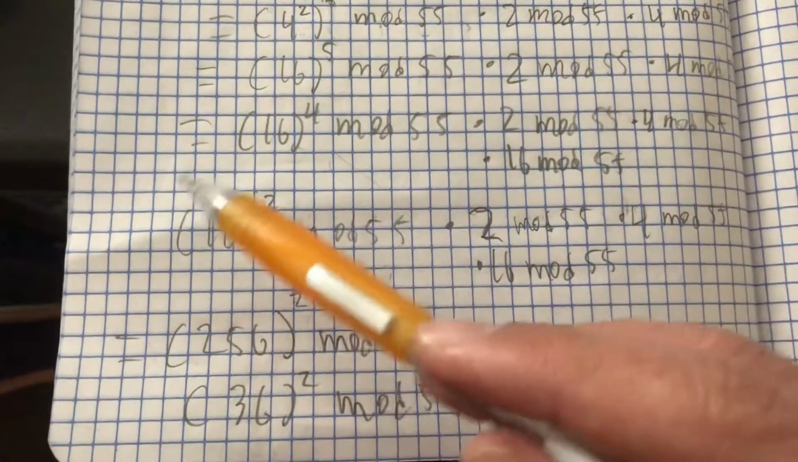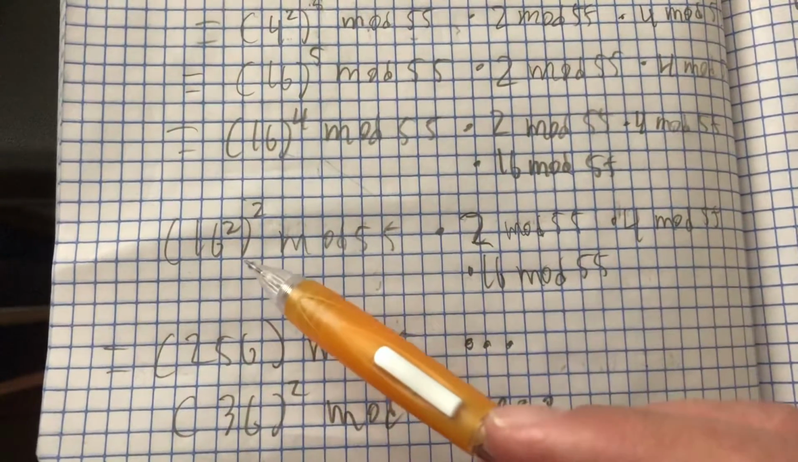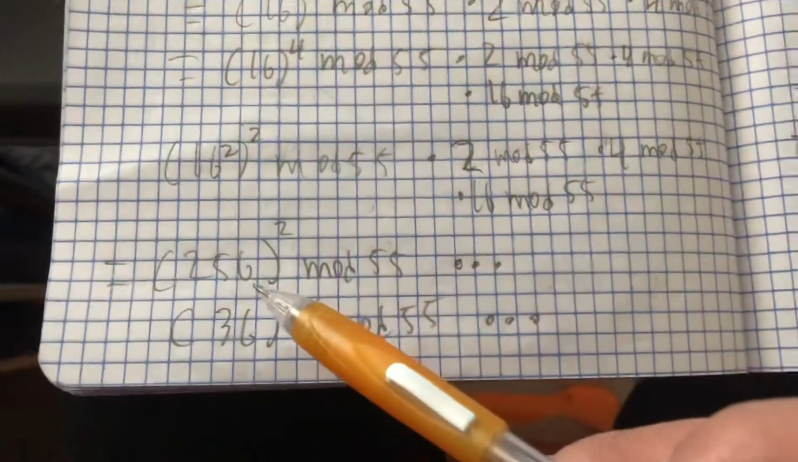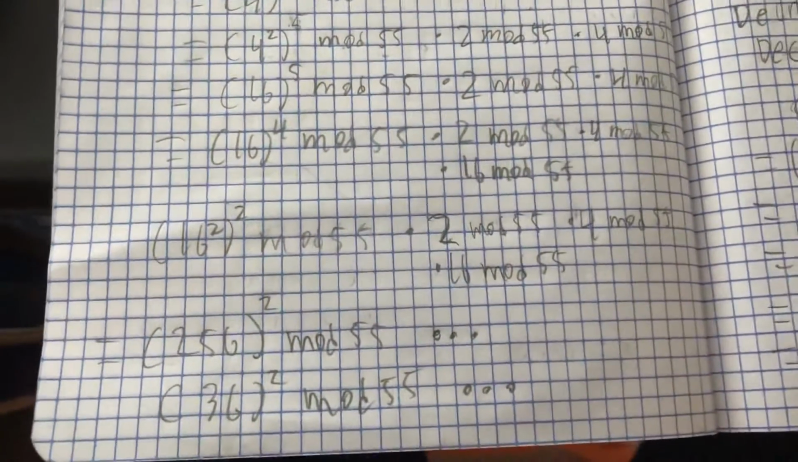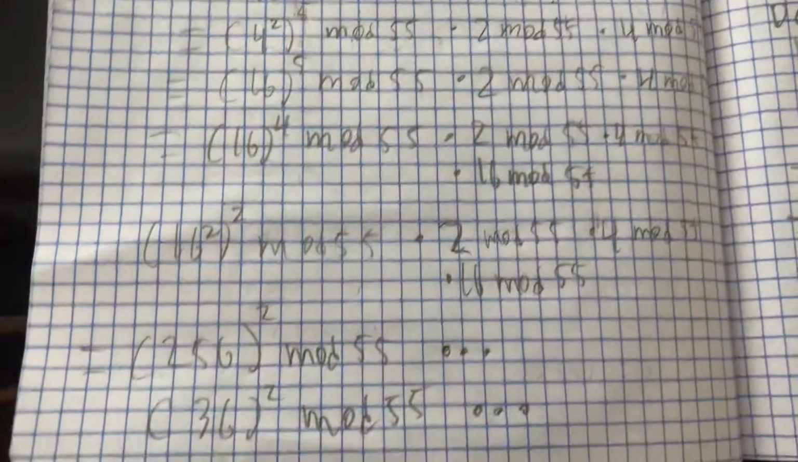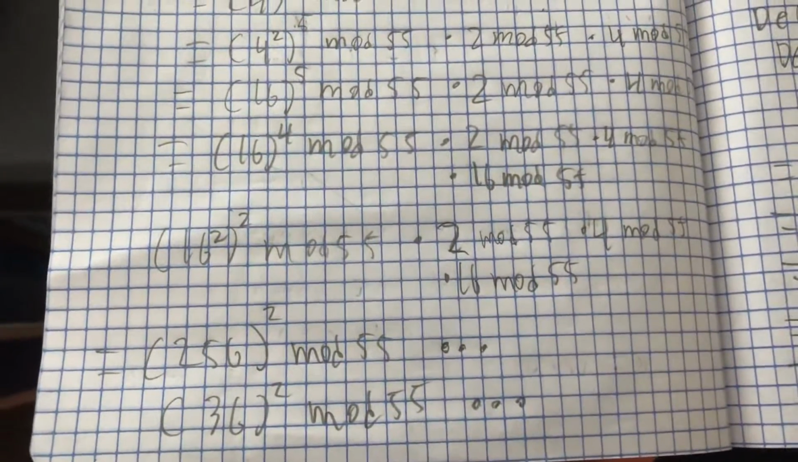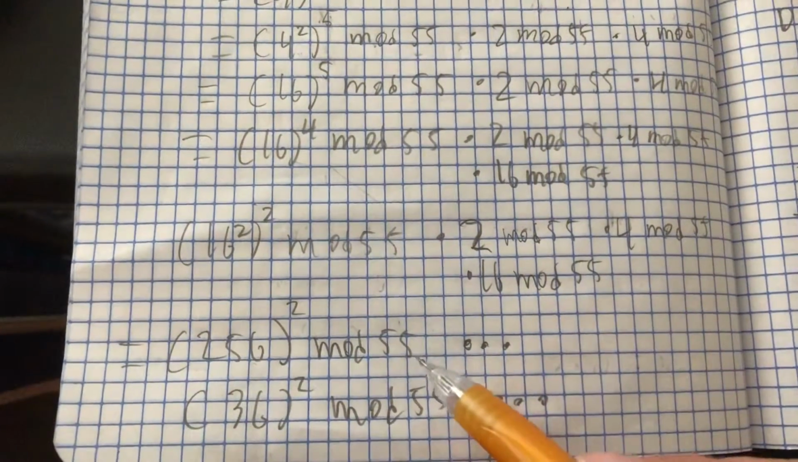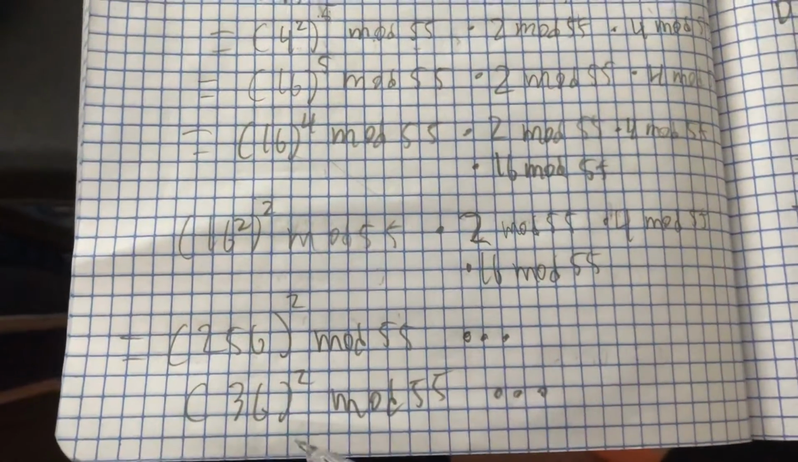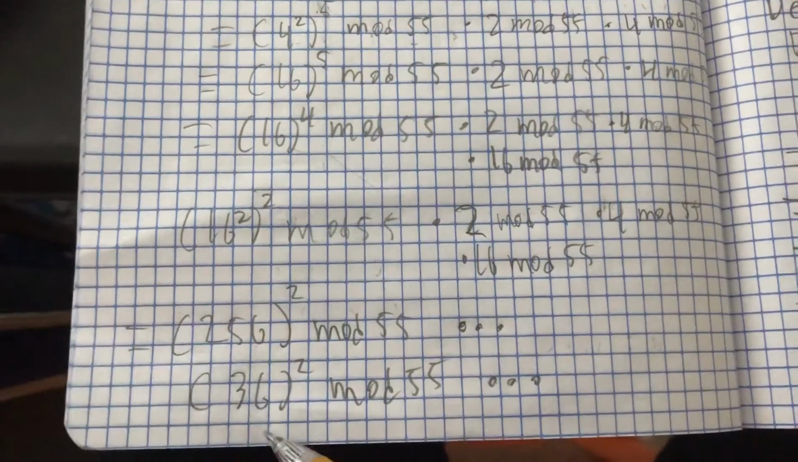Then we just do the same thing once again until we get 256. Then modulus, if you don't already know from the class lecture, is the remainder. So the remainder of dividing 256 by 55 is 36. So that's why we have 36 at the end here.